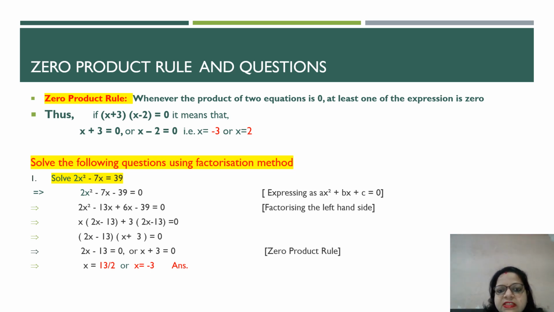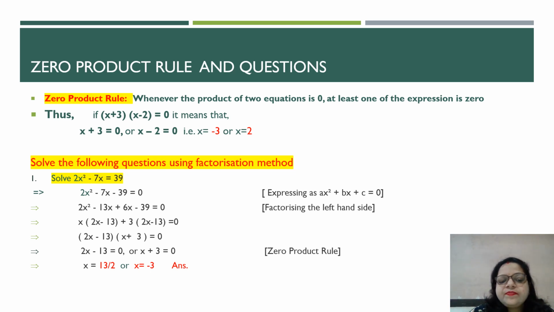Now solve the following questions using factorization method. These are the examples, children, which I have taken from your book. Okay. First, let us solve 2x square minus 7x minus 39. See children, what is written here? 2x square minus 7x minus 39. This is of the form of ax square plus bx plus c is equal to 0. That is of the standard form. Now we have to factorize the given equation. How do we factorize? We multiply 2 by 39.